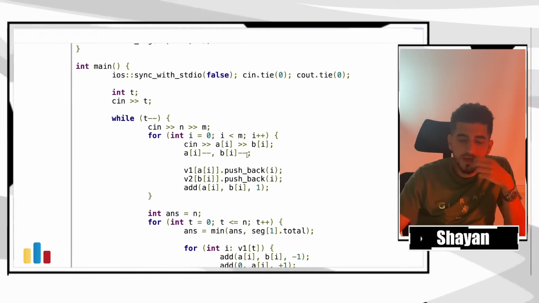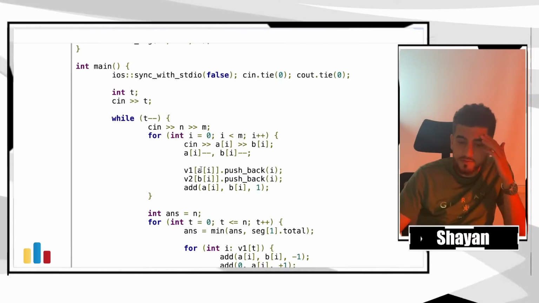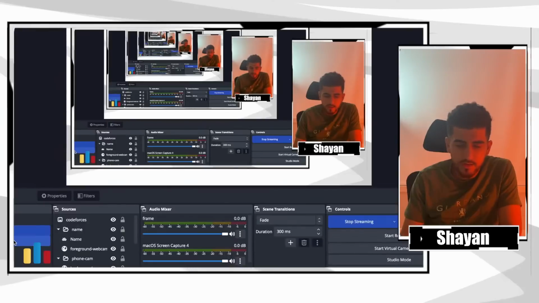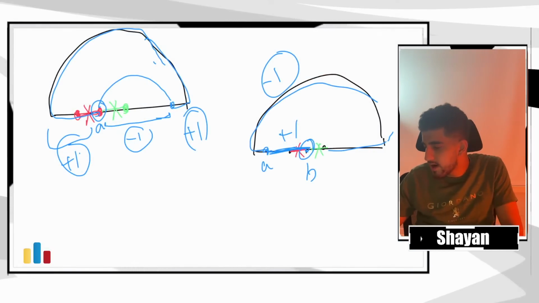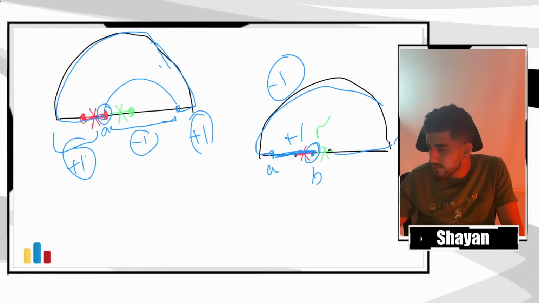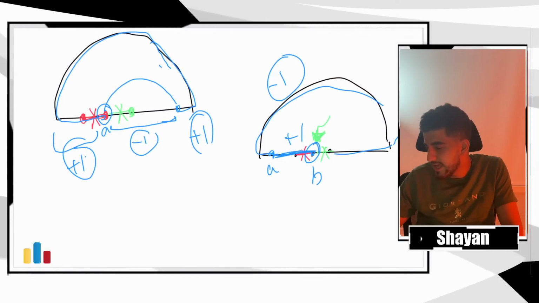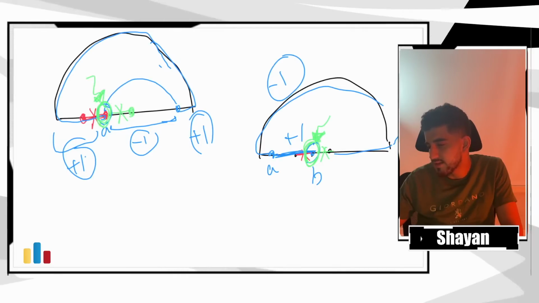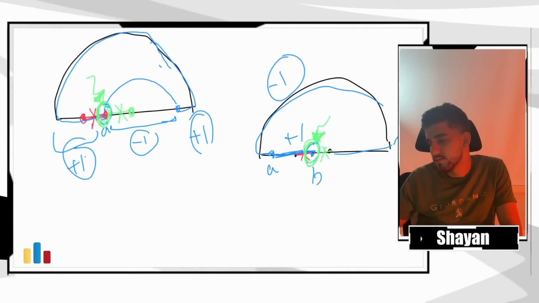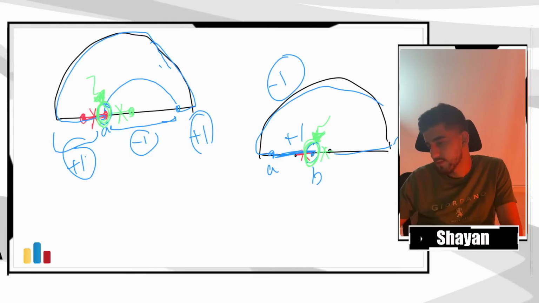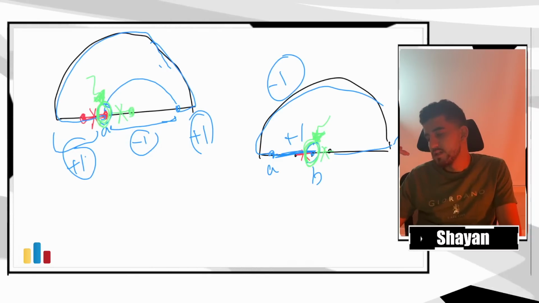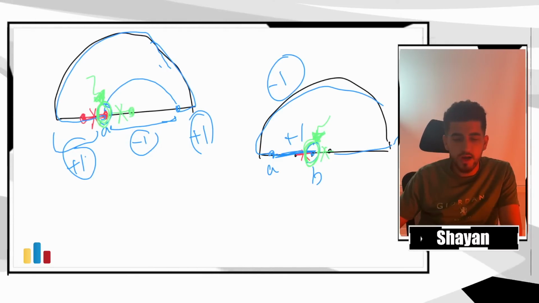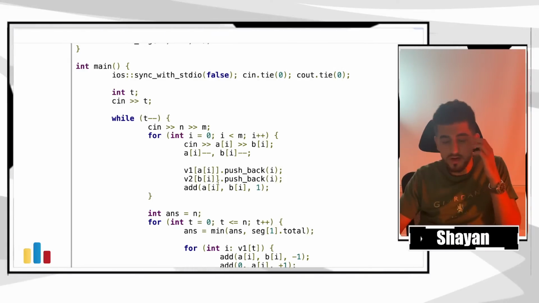I read in n and m, the a_i's, the b_i's, and I have two vectors. These two vectors are for this. Whenever I reach somewhere, I want to know what the intervals are that end here, their b is in here, and what the intervals are that their a is in here. I need to know these two values. Okay. So this is why I will use these two vectors, v1 and v2.